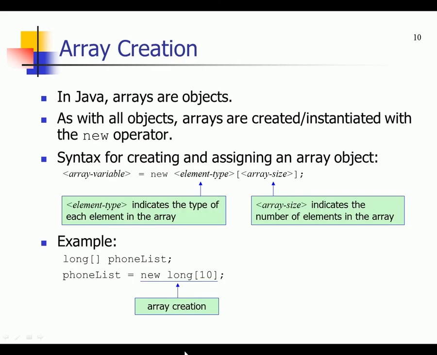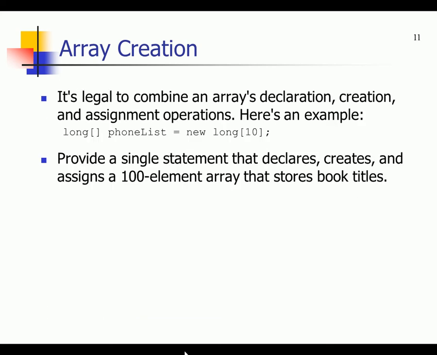All right, array creation. There's a couple different ways to do it. Java arrays are objects, so we create them with the new operator. So new int, whatever, new long, 10. Can we do it on one line? Yes, we can. I already showed you that in my example. He could have said long, square brackets, phone list equals new long, 10 in square brackets. So that would have worked, just like in my example. It is legal to combine them as well. I kind of like doing it that way, but either way it's fine.